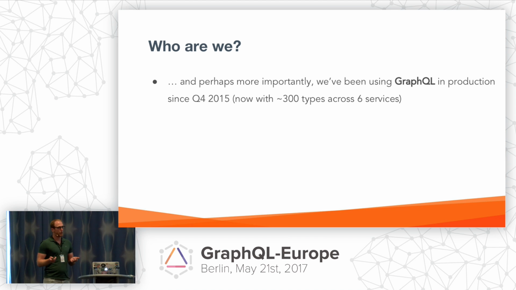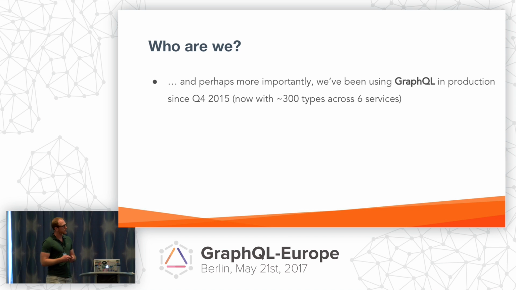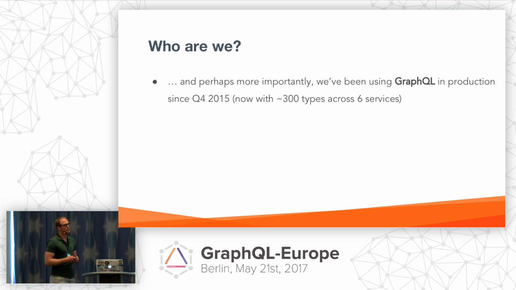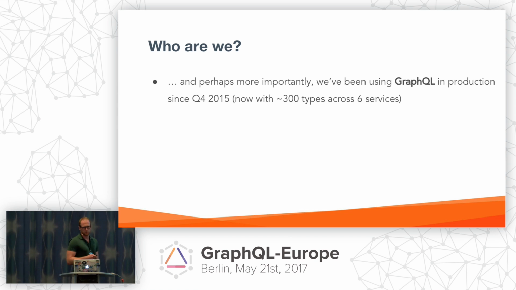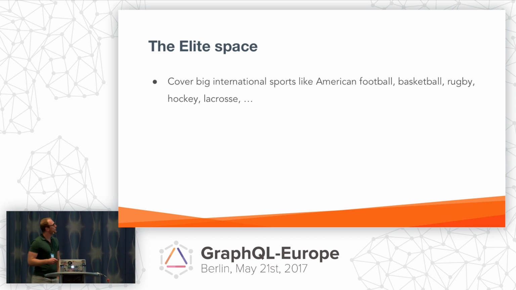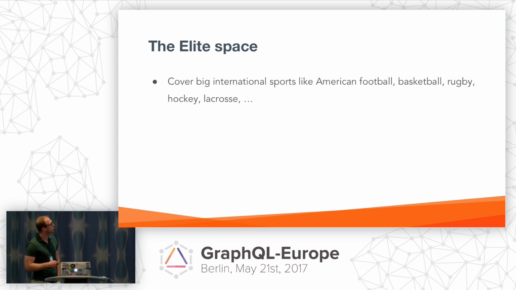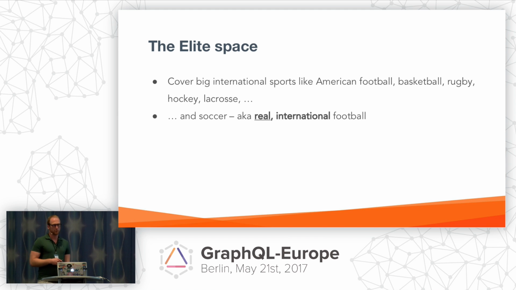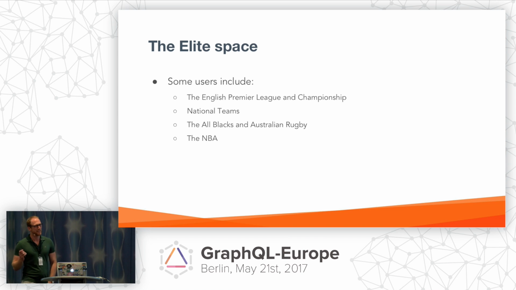And we've now been using GraphQL since 2015. Last time I checked, last week, we had around 300 types across 6 different services, adding up to around 1,100 fields, I think. Not that that says everything, but I think that's more important than what we do. We cover big international sports like, well, American football is debatable, but basketball, rugby, hockey, lacrosse, and soccer, aka real international football. Some of our users include the English Premier League and the Championship, national teams, the All Blacks, for those of you who are into rugby, and the NBA.